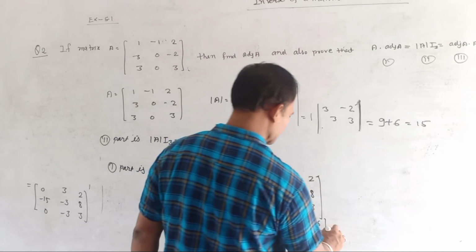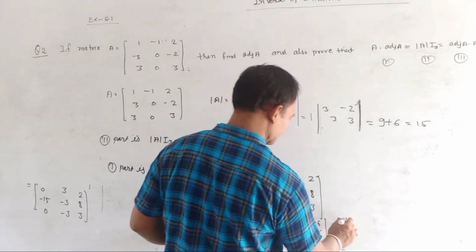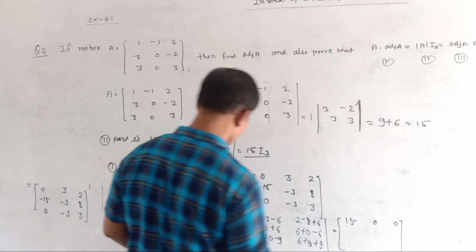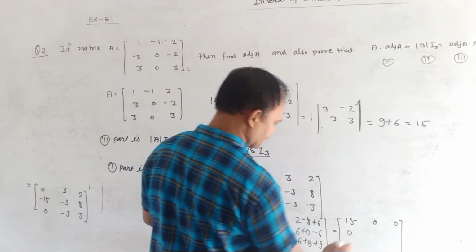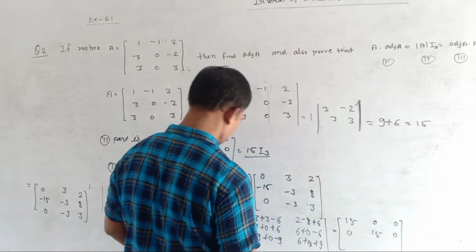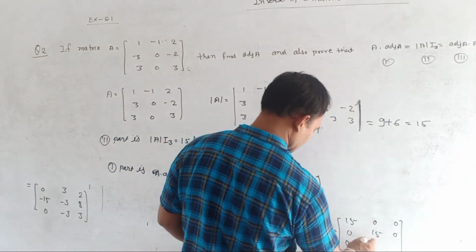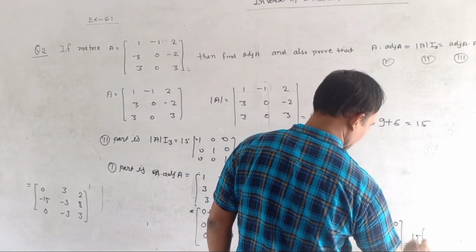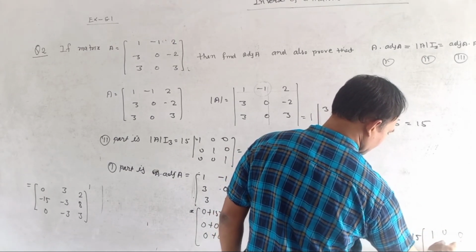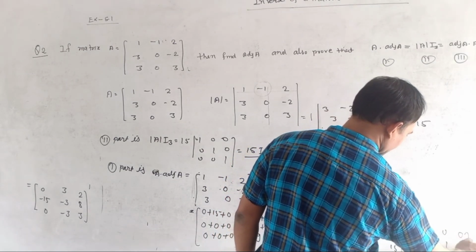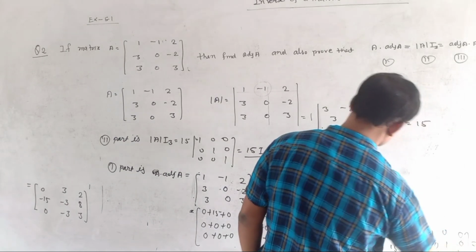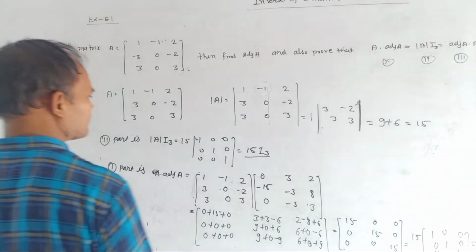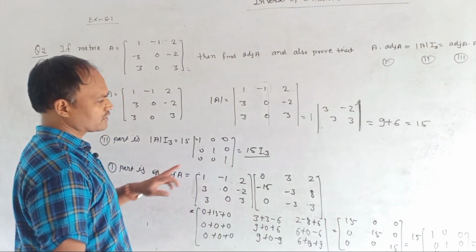So what is the value? Value is 15, 0, 0, 0, 15, 0, 0, 0 and 15. Take 15 common from here, so it is 15 times the matrix 1, 0, 0, 0, 1, 0, 0, 0, 1. So we can say that it is 15 I3. Okay students, we have proved the first part and the second part is the same. It is 15 I3.